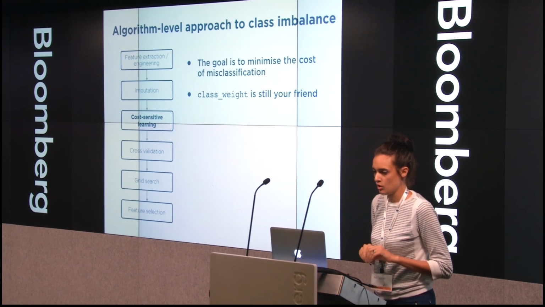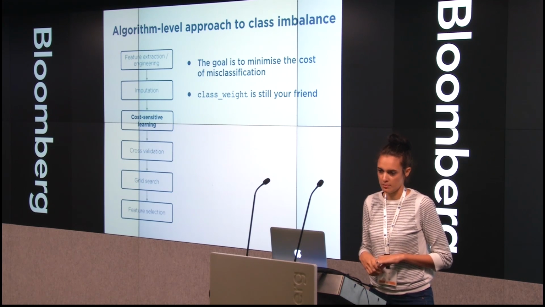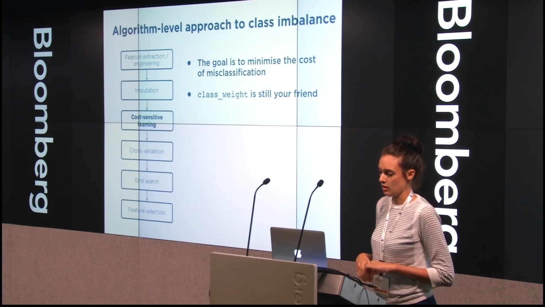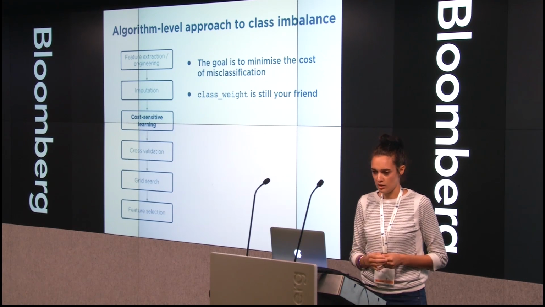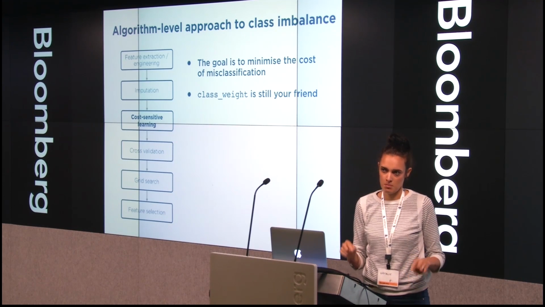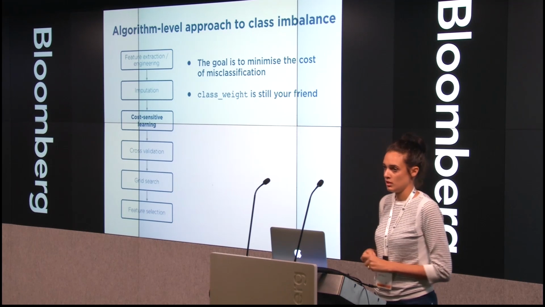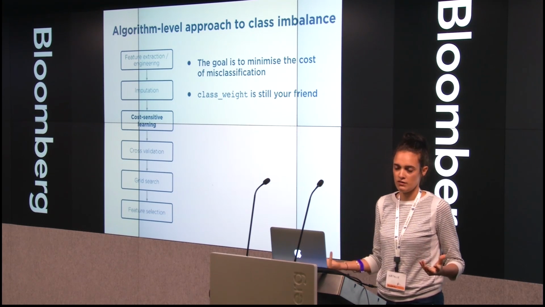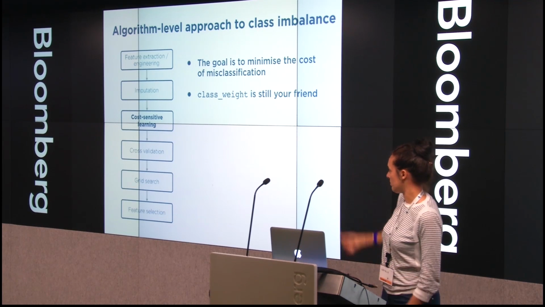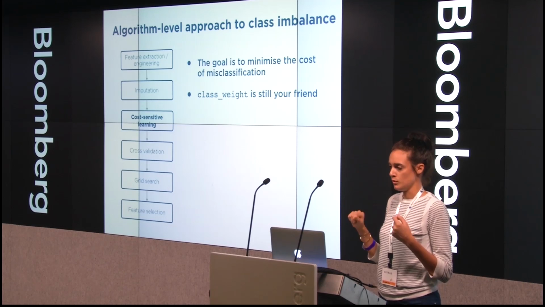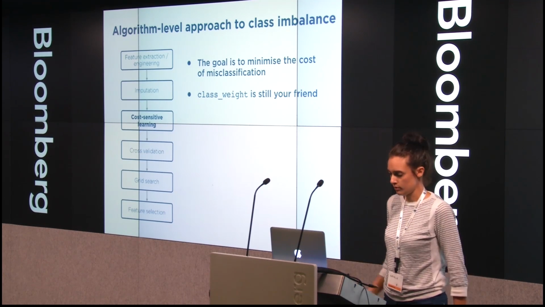Okay, so we've covered a few data level approaches to addressing the class imbalance, and it's worth mentioning some algorithm level approaches. So cost-sensitive learning is one of them, and the goal here is actually to minimize the cost of misclassification. And to do this, implementation is actually very similar to the resampling approach, and you still use the class weight parameter, but you choose the class weights manually based on the cost matrix which you've come up with the business team.